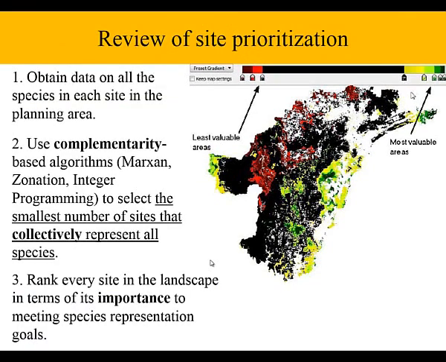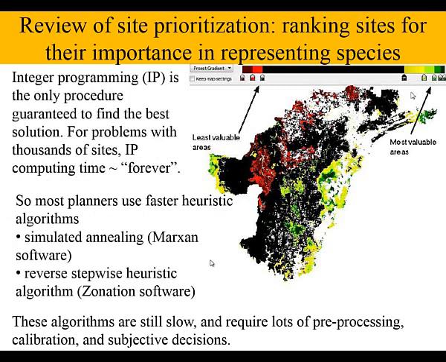Again, recall what we're doing here in site prioritization. We want data on all the species. We use these algorithms, and then we rank all of the sites in terms of their ability to meet that representation goal. So right now, our tools for determining importance, there's really 3 of them. I didn't mention before integer programming. It's another tool, and it's guaranteed to find an optimum solution, again, if I have all of the species information. But for problems with thousands of sites, it's not used because the computing time is approximately forever.